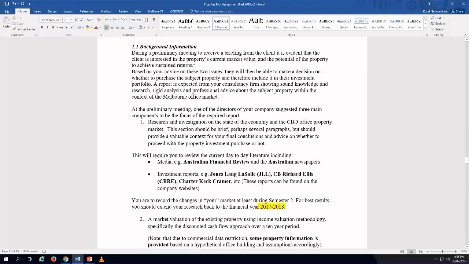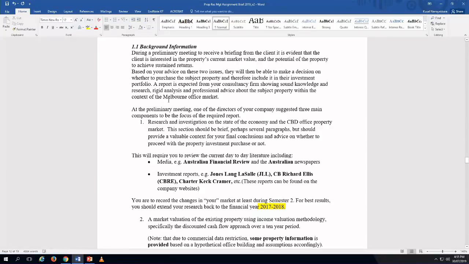The client is interested in the property's current market value and the potential of the property to achieve sustained return. Current value and the future income. Based on your advice on these two, I told you, right? A report is expected from your consultancy firm showing sound knowledge and research, rigid analysis and professional advice about the subject property within the context of the Melbourne office market.